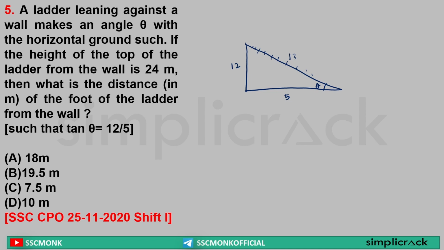It is saying if the height of the top of the ladder from the wall is 24 meter, that means if this is equal to 24 meter, 12 part is equal to 24, one part is equal to 2 meter. The distance between the foot of the ladder and the wall is equal to what? 5 into 2, that is equal to 10 meter. Answer option D. See, these are the tricky questions that have been asked in various SSC examinations, and they will be asked. So you need to understand all this.